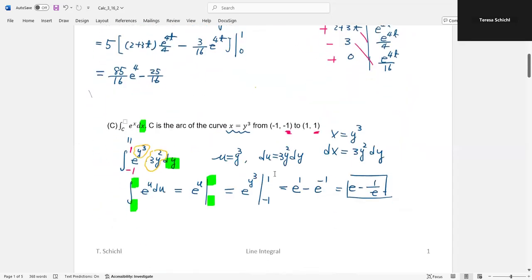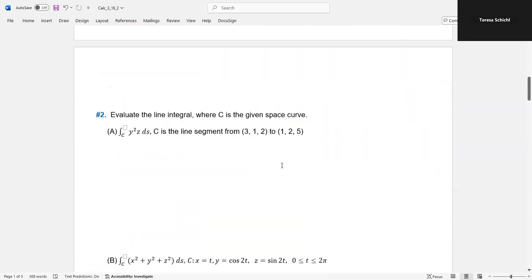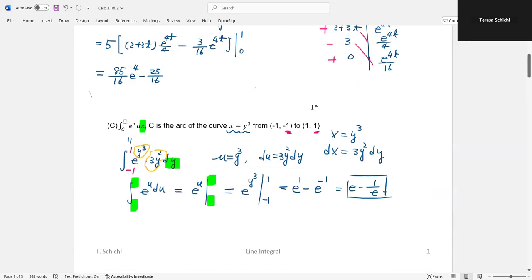Then problem number 3 talks about how when we integrate, we can integrate with respect to the arc length, or integrate with respect to x, or integrate with respect to y here. All right, that's it. And in my next video, we're going to talk about how to do the line integral over a space curve. That means this curve is in space.